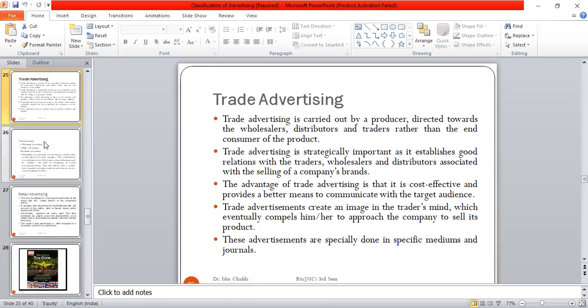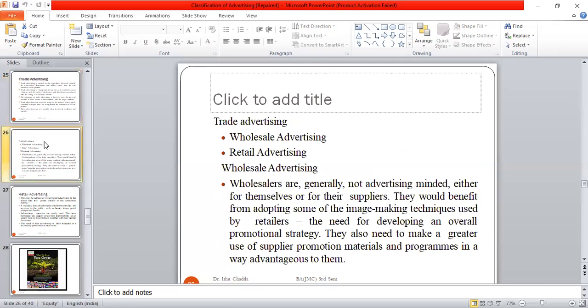Trade advertisement creates an image in the trader's mind, which eventually compels him or her to approach the company to sell its product. These advertisements are specifically done in specific mediums and journals. So this advertisement can only be done by the one who actually produces the product, for wholesalers and retailers. Trade advertisement is further divided into two types. The first one is wholesale advertising. The other one is retail advertising.